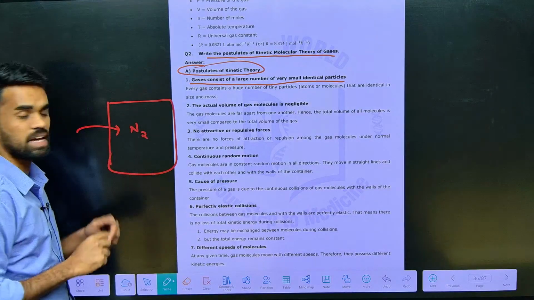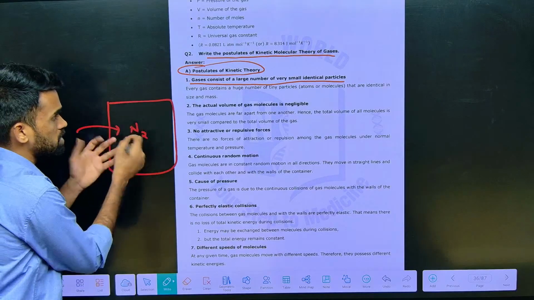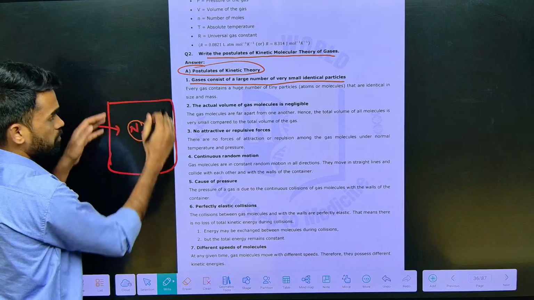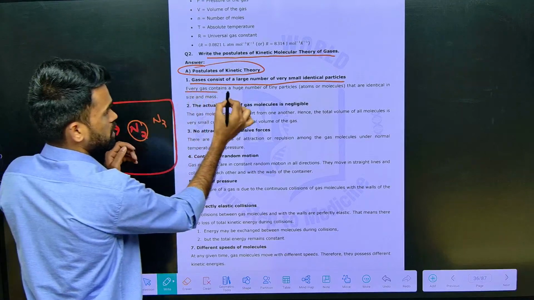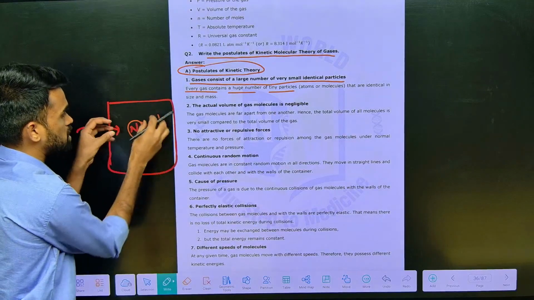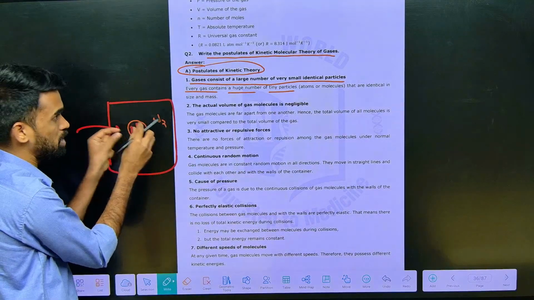It is filled with nitrogen gas. So nitrogen gas is nothing but it contains only N2 molecules. Every gas contains a huge number of tiny particles. This container now contains a huge number of nitrogen molecules, that is, tiny particles.